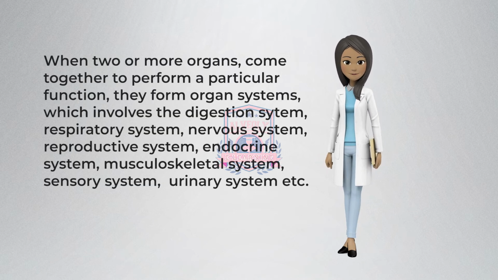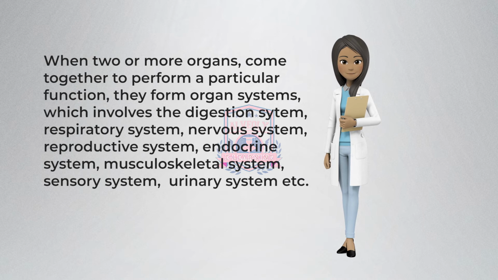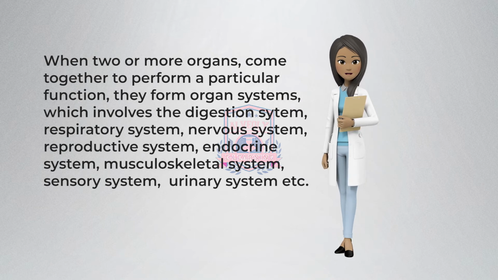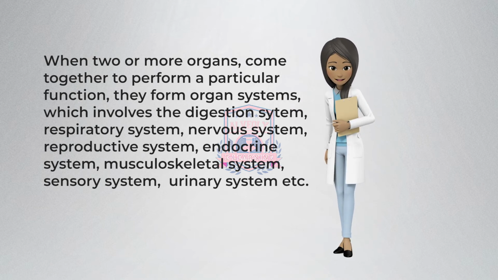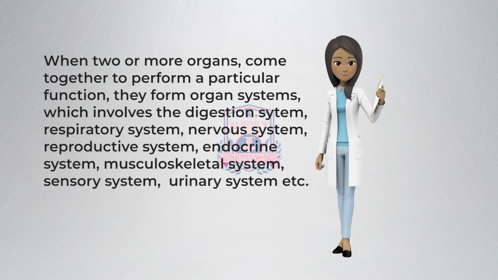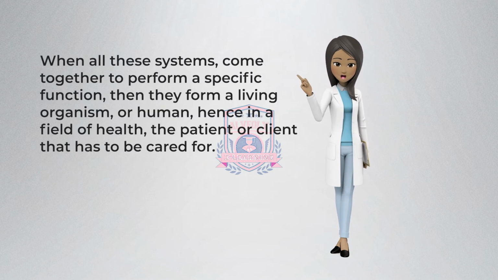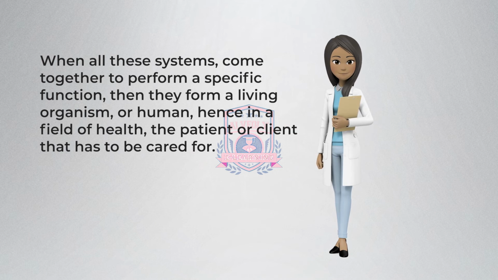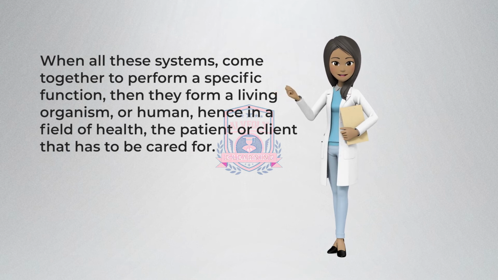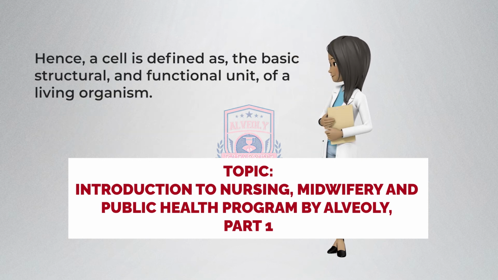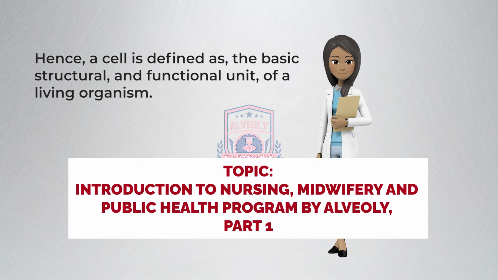When two or more organs come together to perform a particular function, they form organ systems, which include the digestive system, respiratory system, nervous system, reproductive system, endocrine system, musculoskeletal system, sensory system, urinary system, etc. When all these systems come together to perform a specific function, they form a living organism, or human, hence in the field of health, the patient or client that has to be cared for. Hence, a cell is defined as the basic structural and functional unit of a living organism.